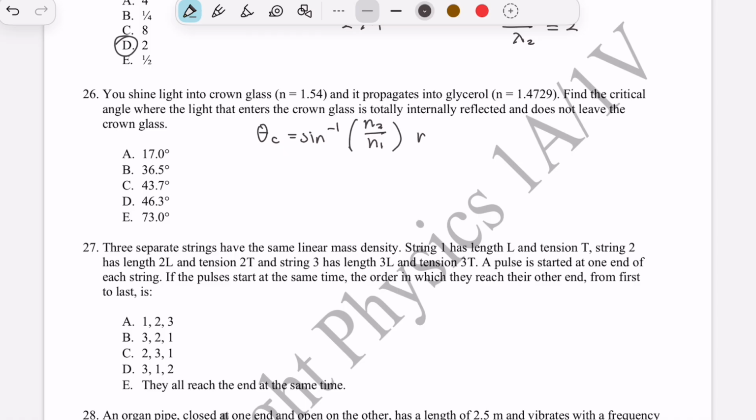N1 is also greater than N2. So all I need to do is find the critical angle. So arc sine is smaller one over bigger one, so 1.4729 over 1.54. And this should give you 73 degrees.